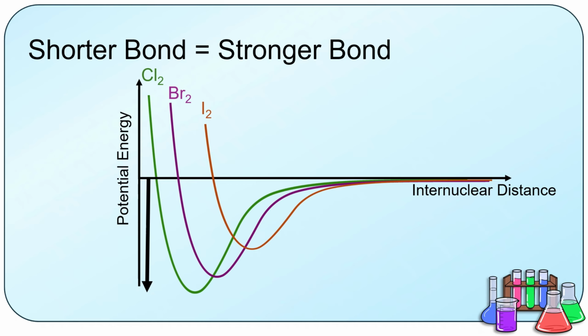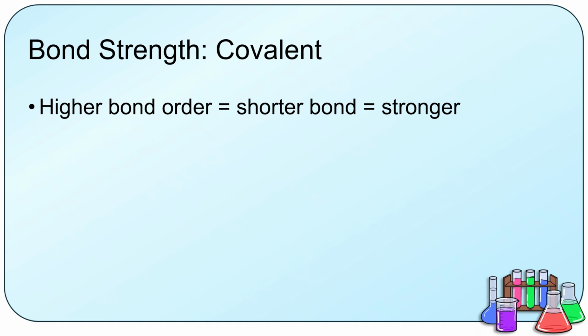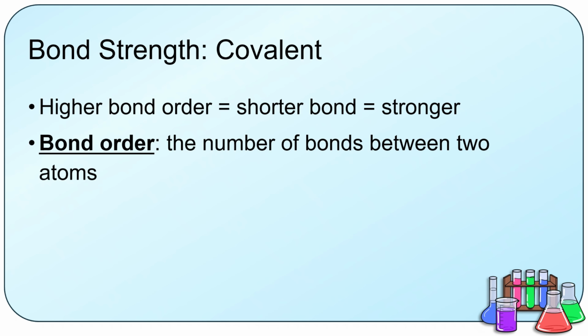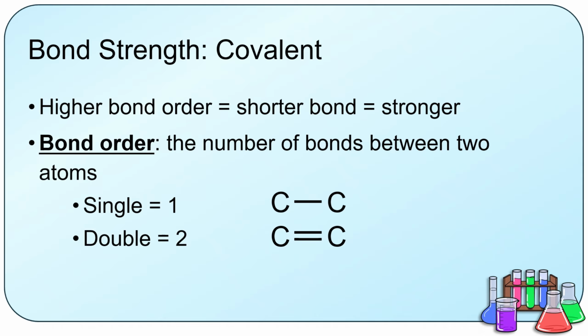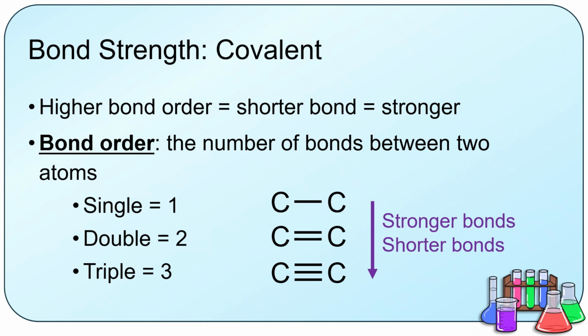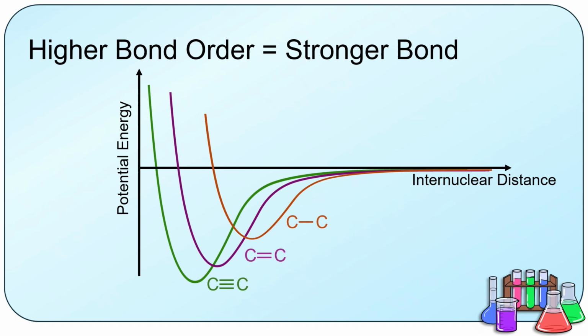The other way to have strong bonds is to have high bond order. Bond order is the number of bonds between two atoms. A single bond has a bond order of 1, a double bond is 2, and a triple bond is 3. Basically, the more bonds you have between two atoms, the stronger the bond is and the shorter the bond is. Here's a potential energy diagram again. This shortest and deepest bond is a triple bond, and the longest and weakest bond is a single bond.